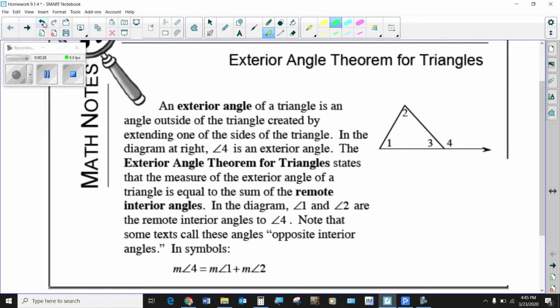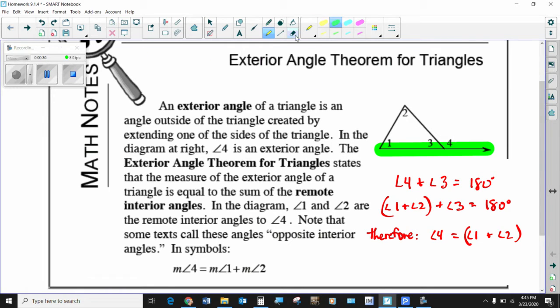This angle, oh, I didn't want to do that. Don't go there. Let's do this. Okay, so this angle, which is formed from the extension of this side of the triangle, and one of the sides of that angle is another side of the triangle, this is technically an exterior angle. So what the exterior angle theorem for triangles states is that this angle here is going to be equal to the sum of the two remote interior angles.